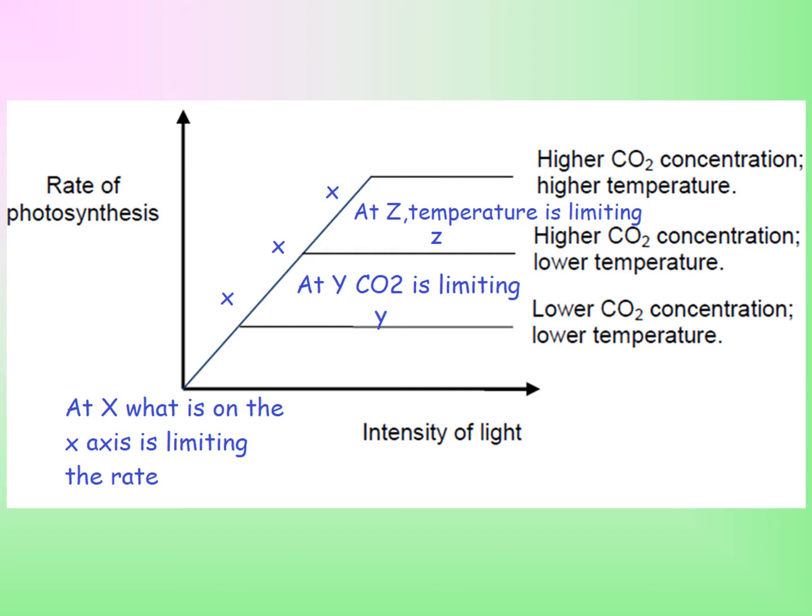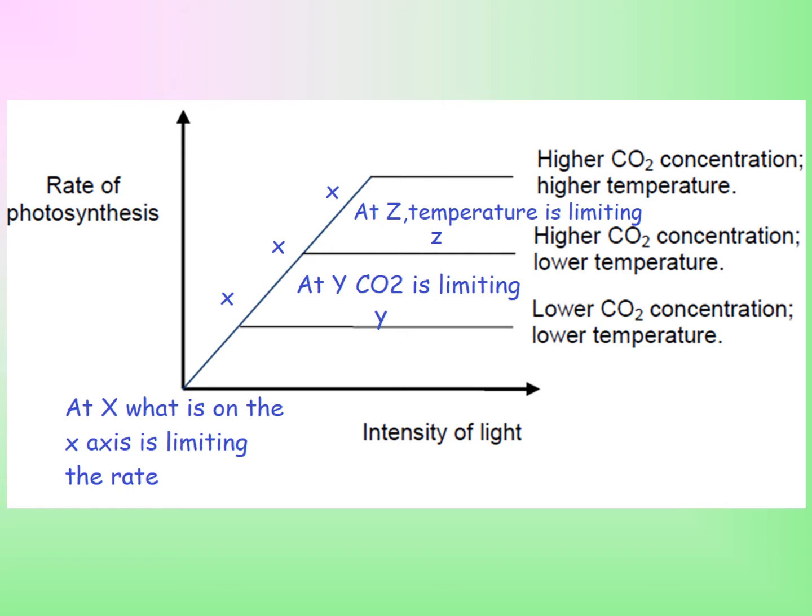Now let's look at Z. Again, I'm on the level. So it can't be light intensity that's limiting the rate of photosynthesis at point Z, because if I increase the light intensity, there's no change. If I decrease it, there's no change. So it has to be something else. It's not what's on the x-axis.